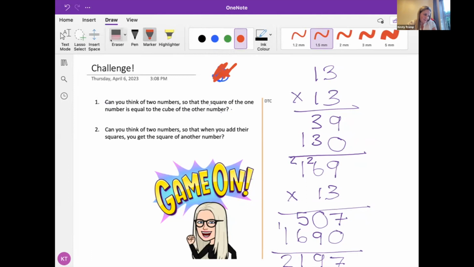Ma'am, when we were doing the cubes and everything like that, when we were saying 2 to the power of 3, I'm a little bit confused. Do we do 2 times 2 times 2 like that, or in another way? No, so 2 to the power of 3 is the same as saying 2 times 2 times 2.